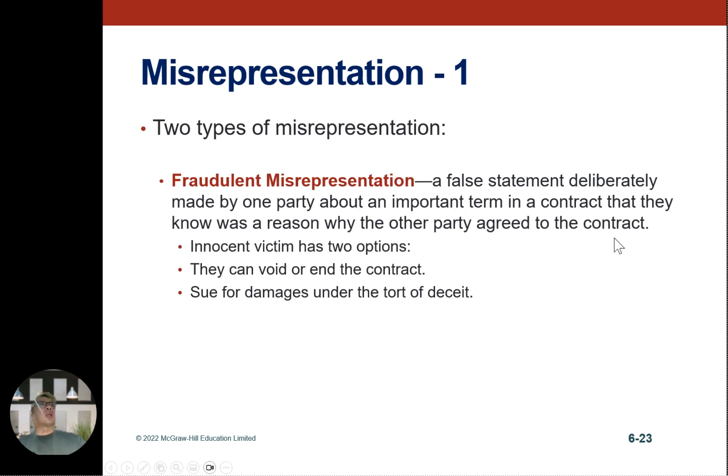Misrepresentation number one. Two types of misrepresentation. The first one is fraudulent misrepresentation: a false statement deliberately made by one party about important terms in a contract, which they know was the reason why the other party agreed to the contract. The innocent victim has two options: they can void or end the contract, or sue for damages under the tort of deceit.